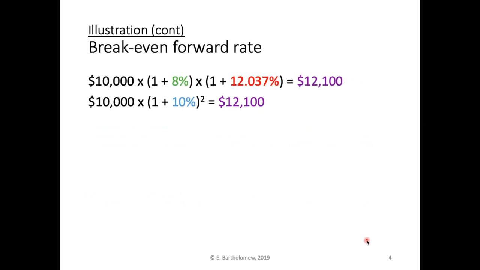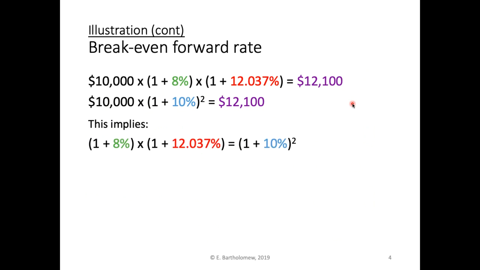This is a way of just showing the equations. So 10,000 earning the 1-year spot rate plus a forward rate, or a rate in the second year, or earning 10% both years. Both of these leave us with 12,100. So this implies obviously that (1 + 8%) times (1 + 12.037%) must equal (1 + 10%). In other words, we're saying (1 + the 1-year spot rate) times (1 + this break-even forward rate) must equal (1 + the 2-year spot rate) in order for us to break even.